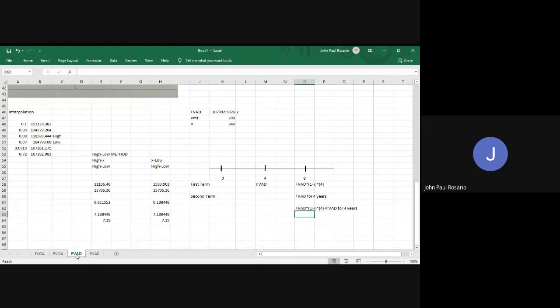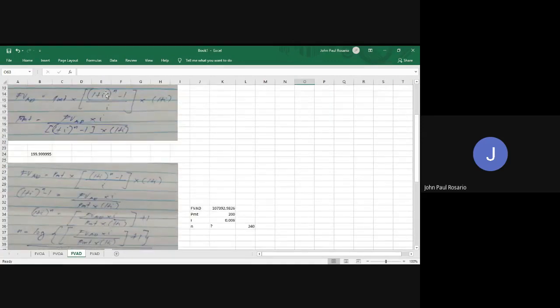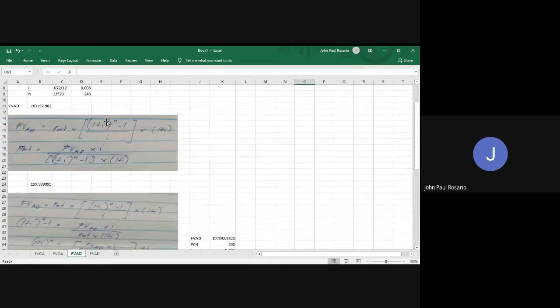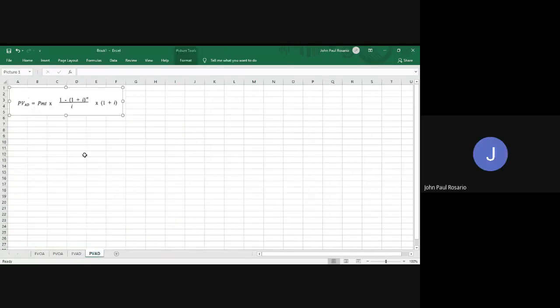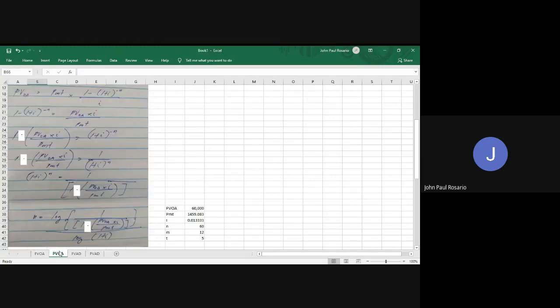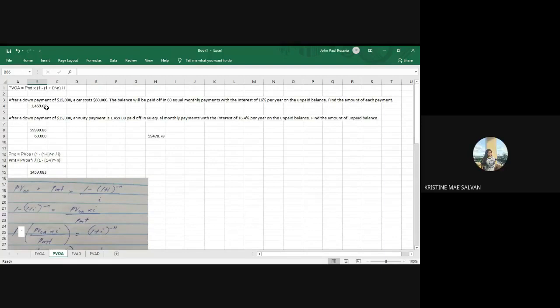If you look at the future value of annuity due formula, 1 plus i to the power of positive n will always be more than 1. So more than 1 minus 1 is always positive. While for present value, 1 plus i to the power of negative n is always less than 1, so 1 minus less than 1 is always positive. Did you follow?